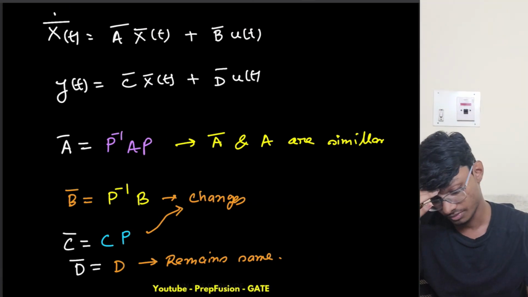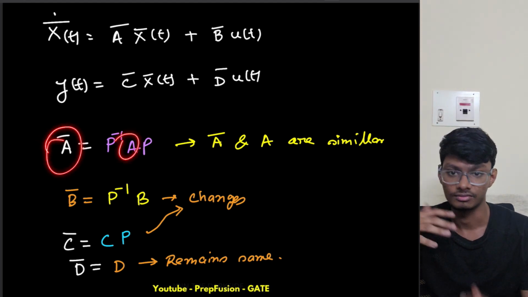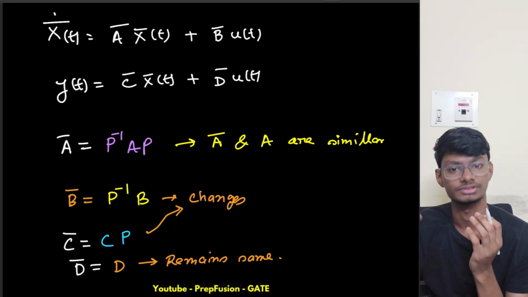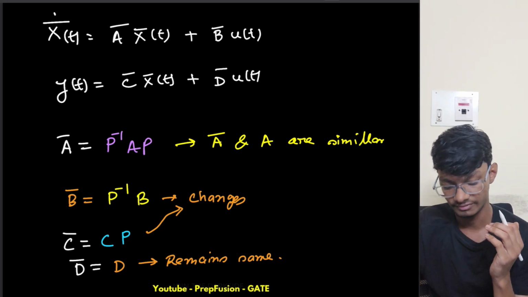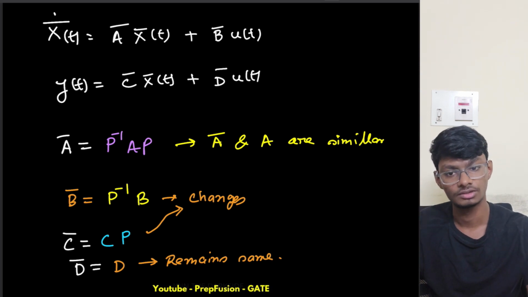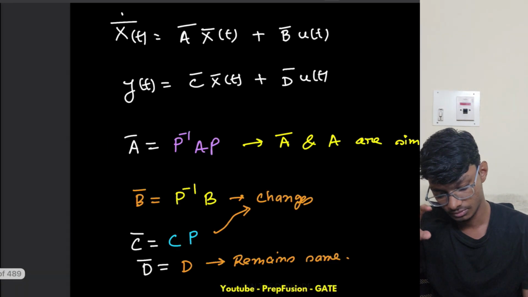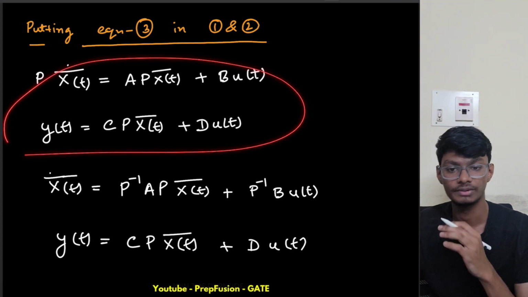The important point to note here is that the eigenvalues of both A bar and A will be the same, but the eigenvectors will change, as I proved to you earlier. The number of independent eigenvectors will remain the same. So that was basically the proof for similarity transformation.